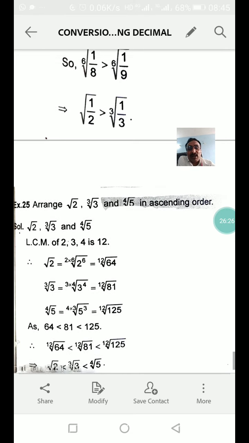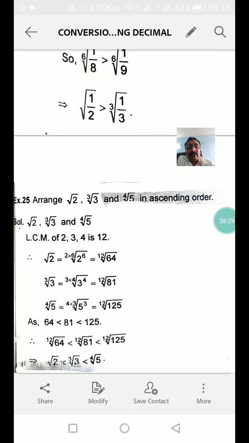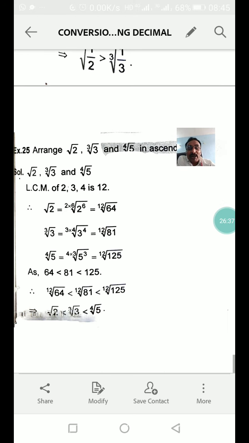In this way, you may also be given surds to arrange in ascending order. In ascending order, you also make all the given surds the same order, and after this you can arrange the given surds in ascending order.